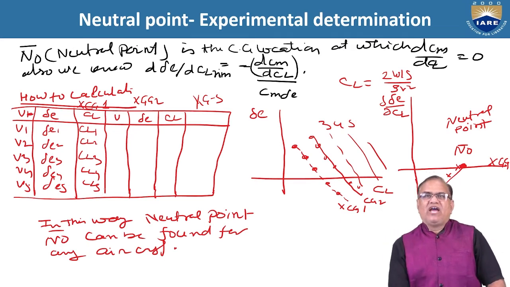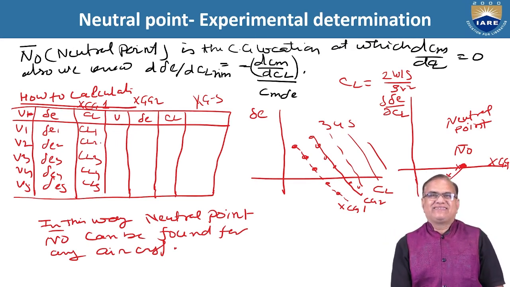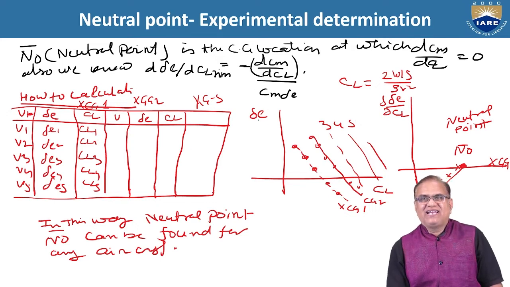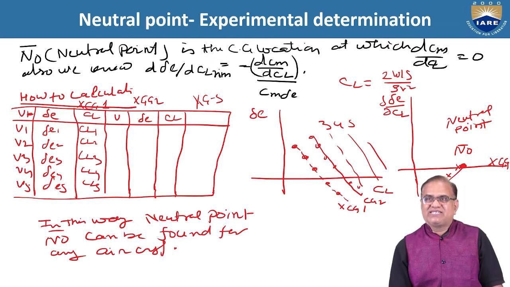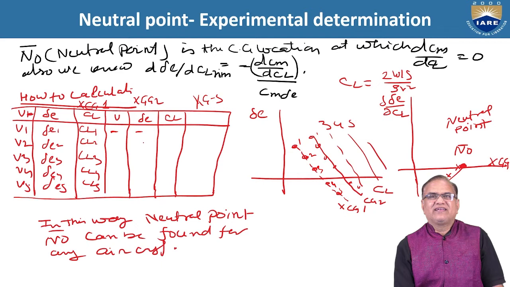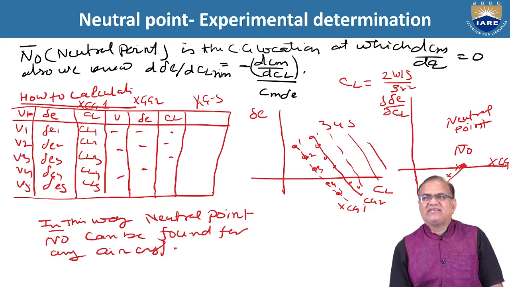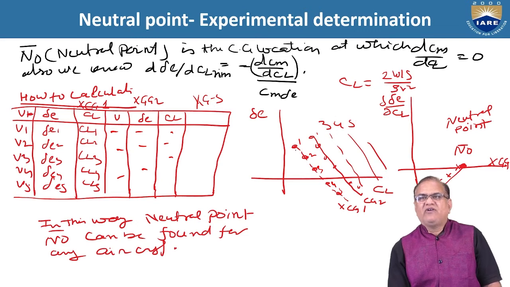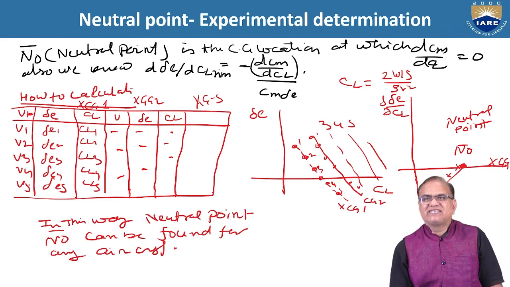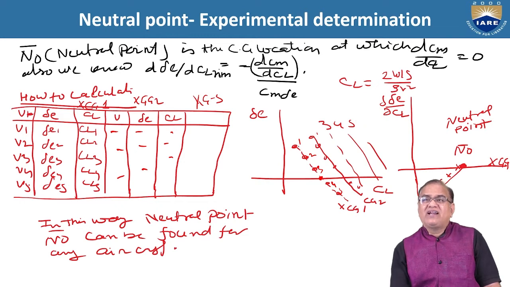So now we have got the delta E and the CL, and if we plot delta E and CL here, for the first CG location we got points 1, 2, 3, 4 and 5. For the second CG location also, we will get points like this, and we will plot them for 3, 4, 5 as well, and wherever it is intersecting. So now we got the slope of this curve.